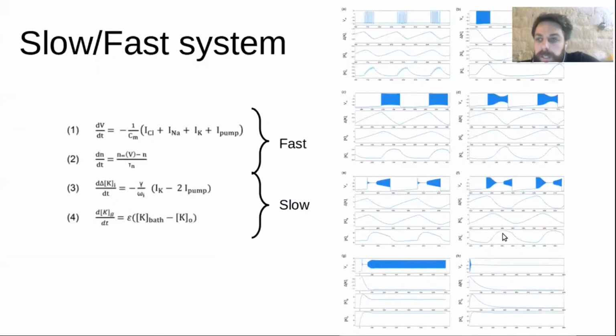This model can be seen as a slow-fast system. Indeed, the first 2 equations describing the membrane excitability have a very fast time scale and describe the spiking activity in the membrane, while the 2 other equations are much slower and describe the evolution of the concentration.